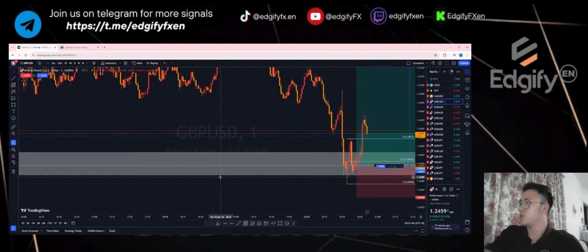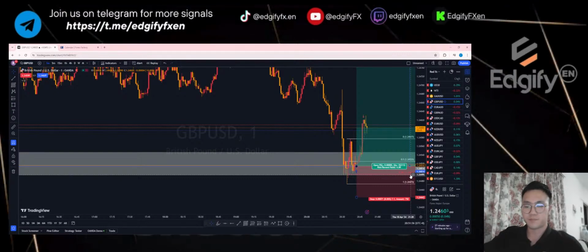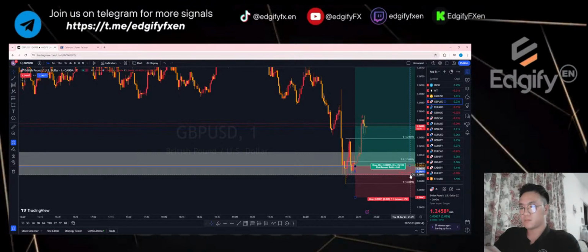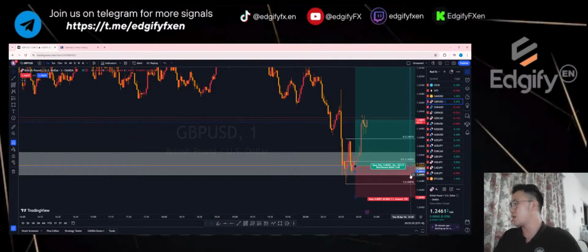If you guys are following me and want to take a risk, you can place your break even at 1.24516. This is my break even price. Since we are already risk free, we'll just let it run.